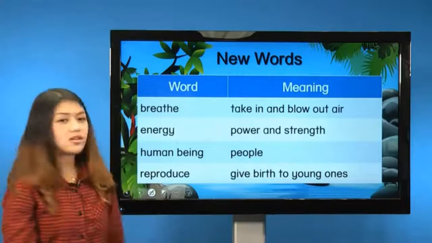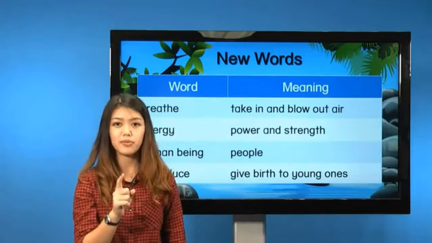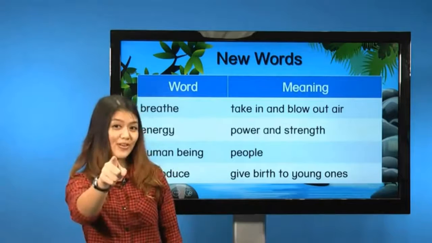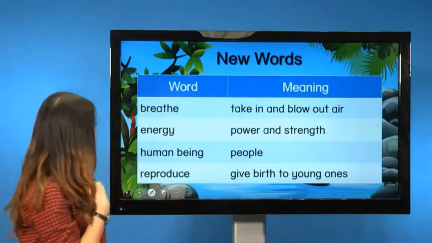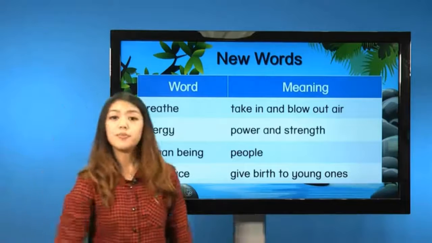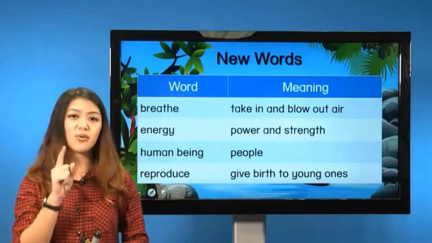The third one is human beings. Human beings are people like you and me. We are human beings. The fourth one is reproduce. Reproduce means give birth to young ones.